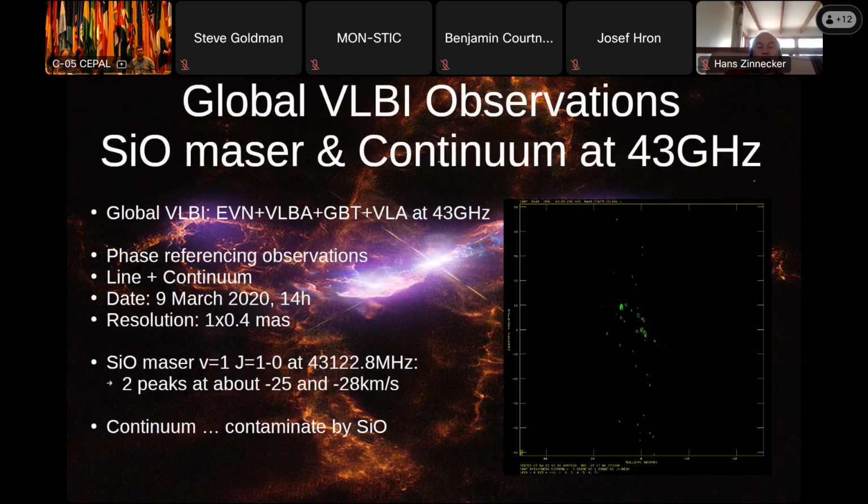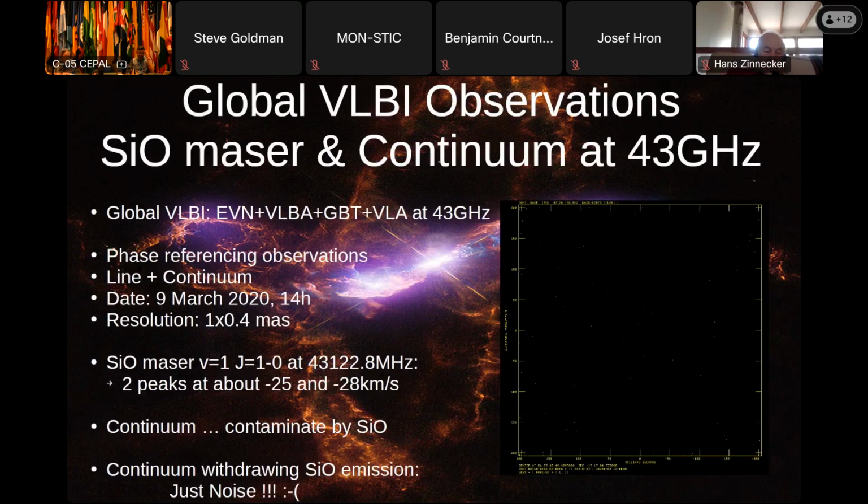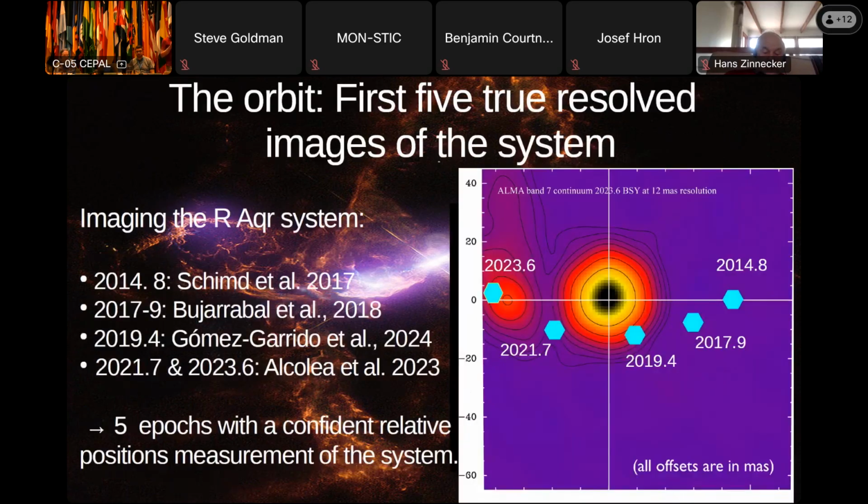Then we try to map the continuum, and this is the first result. But the SiO maser is so strong that it completely dominates the continuum, and if we withdraw the SiO emission, we get only noise. So at the moment, we do not detect the continuum of the white dwarf, so we cannot use this observation. But at the end, we have 5 really good epochs for the position of the white dwarf with respect to the AGB.